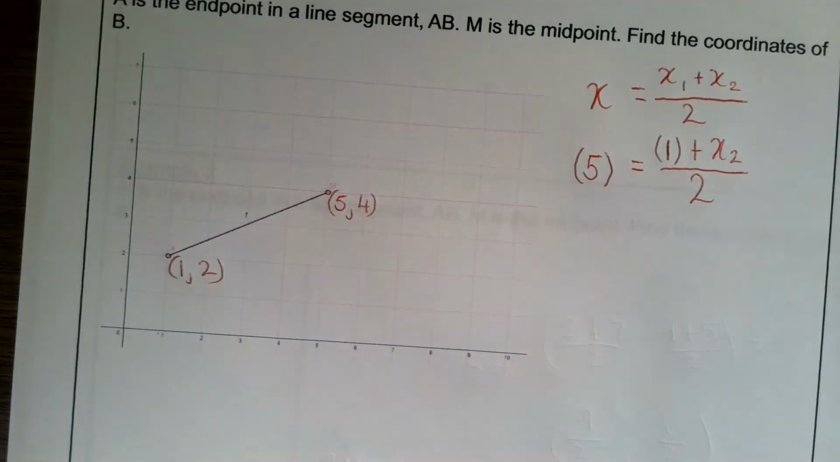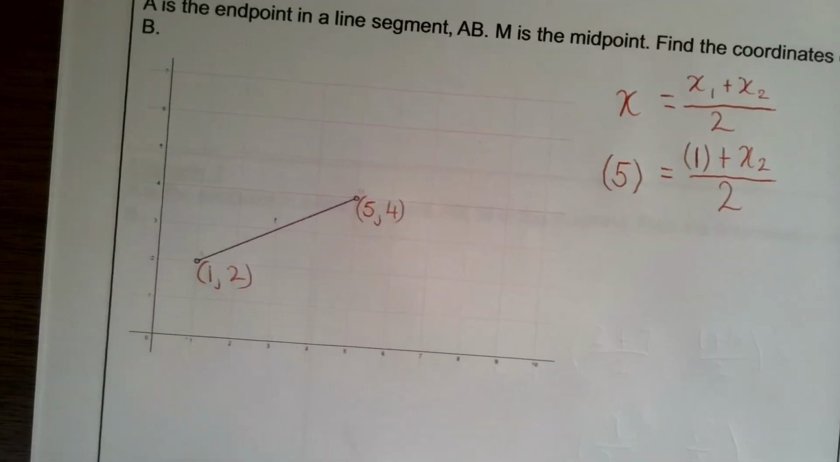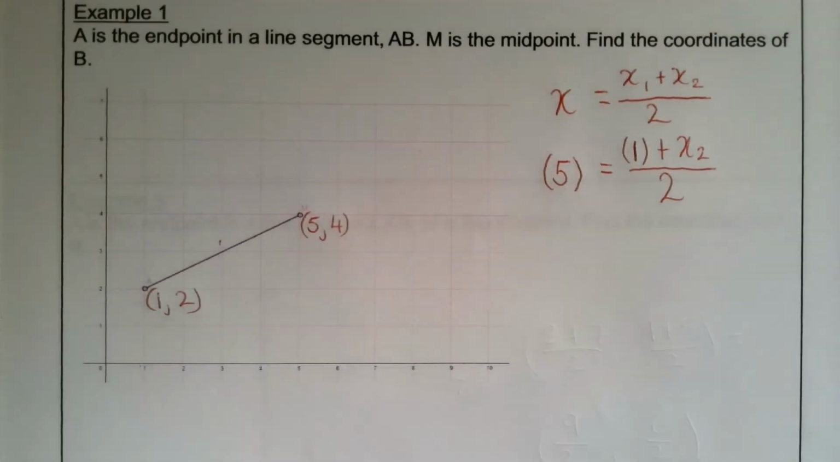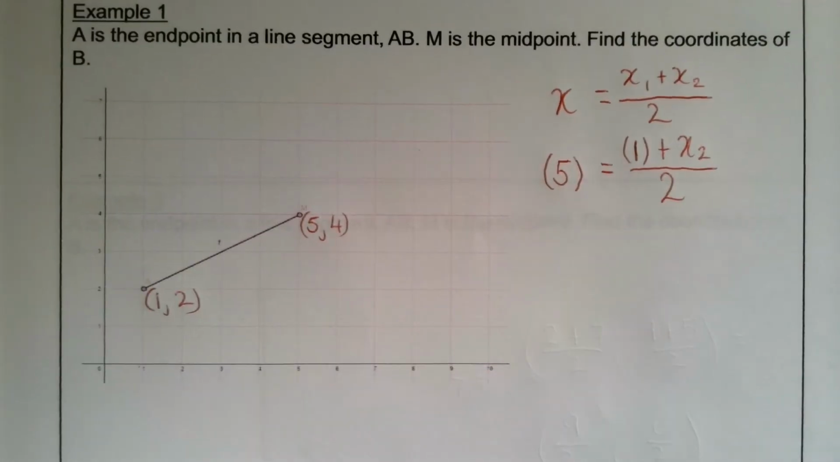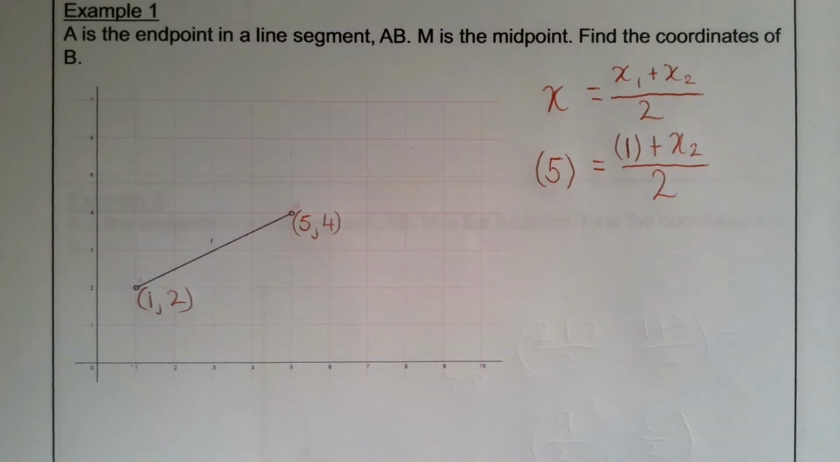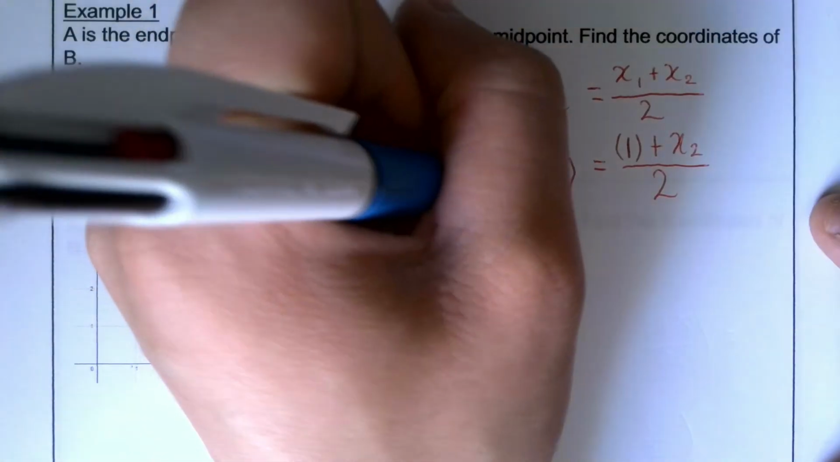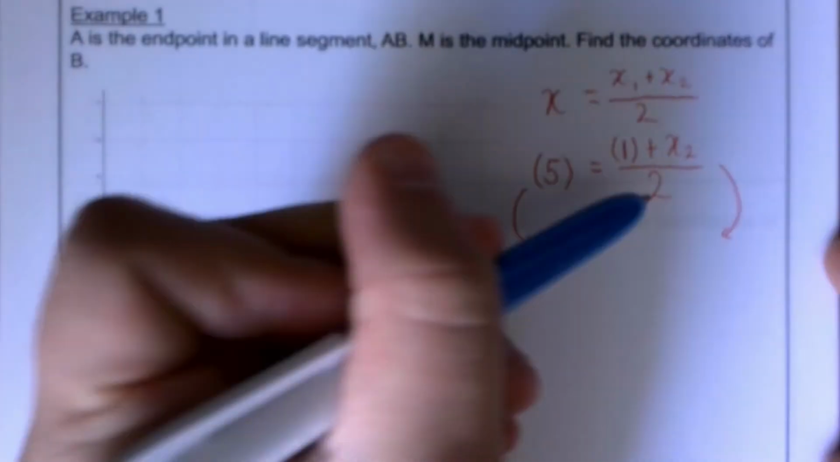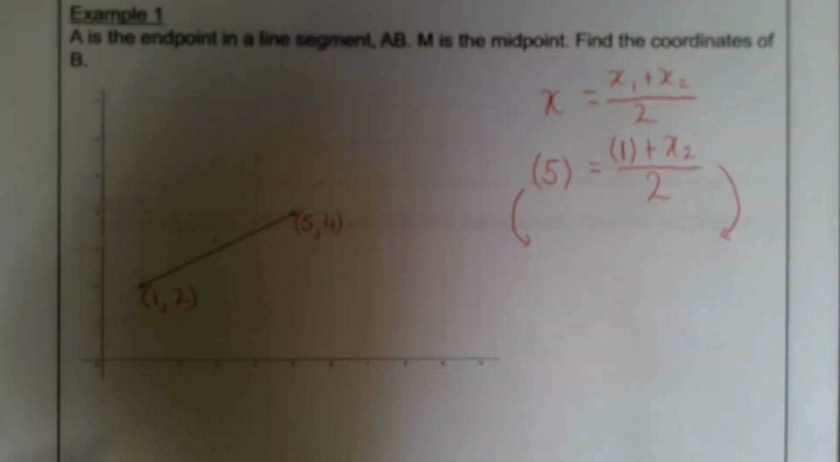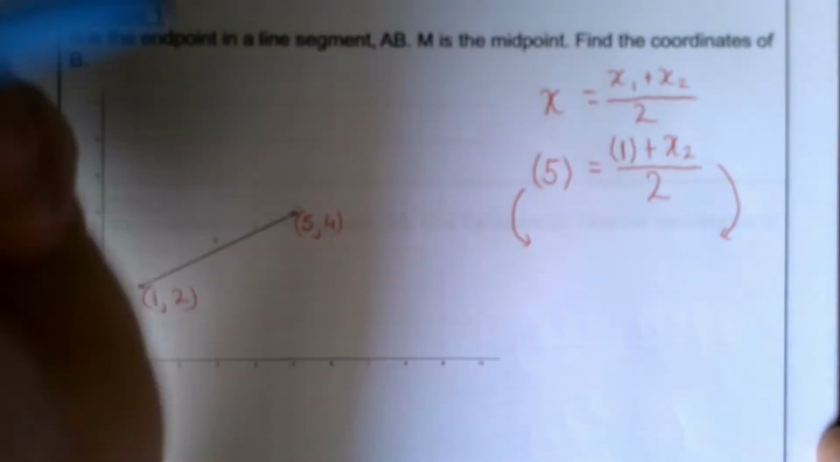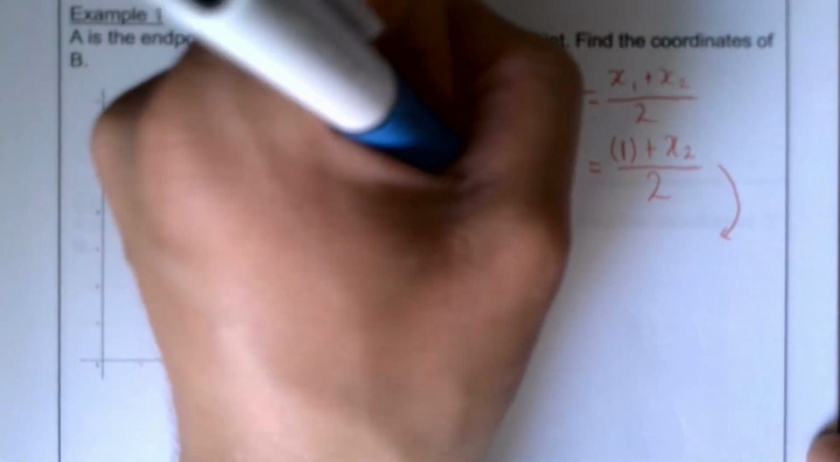At this point here, all we need to do is use our inverse of BIDMAS, order of operations, to solve and to get x2 on its own, which is the x coordinate of B. So the first thing I'm going to do is undo the all over 2. That's the first thing we have to get rid of. So the inverse of divide by 2 is multiply by 2.